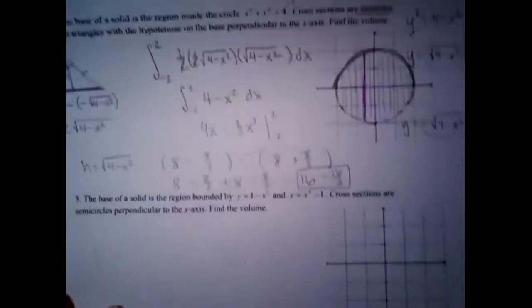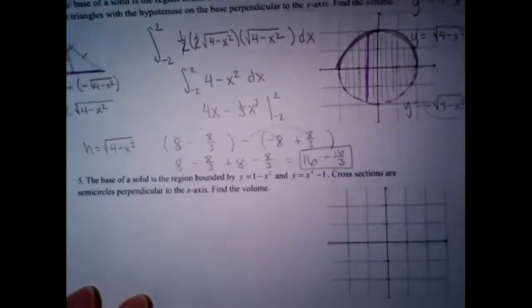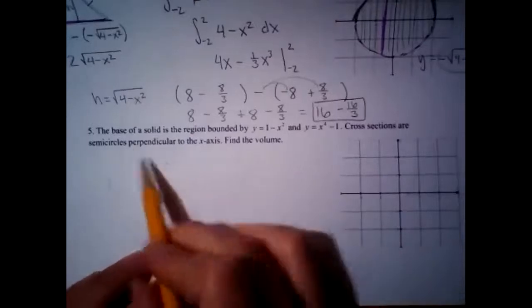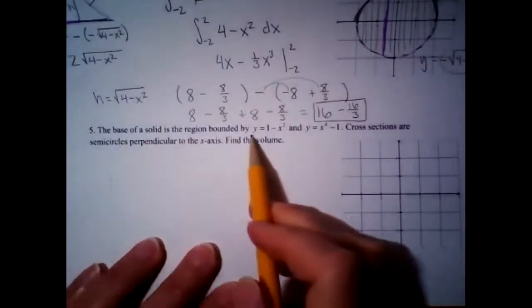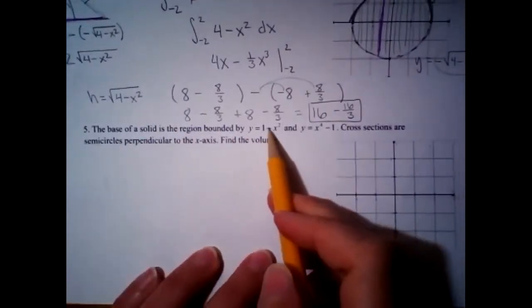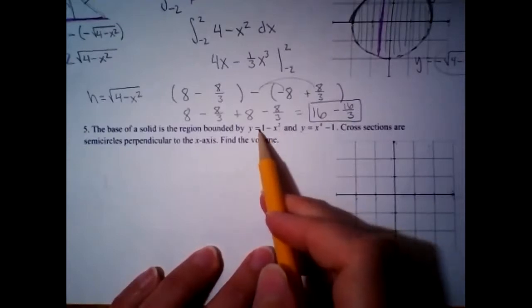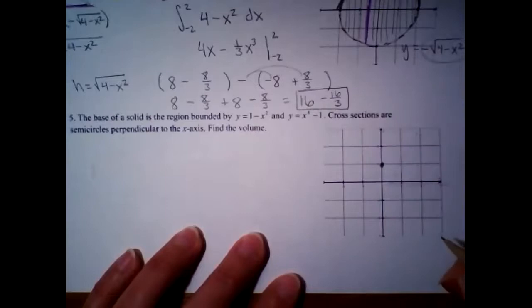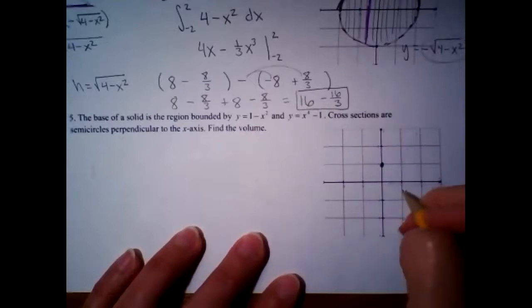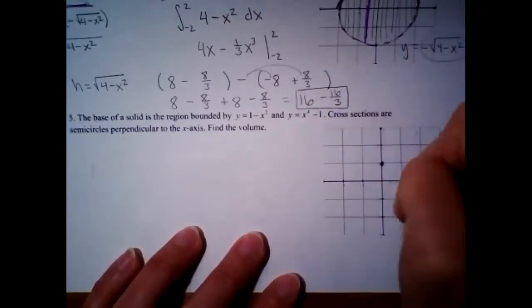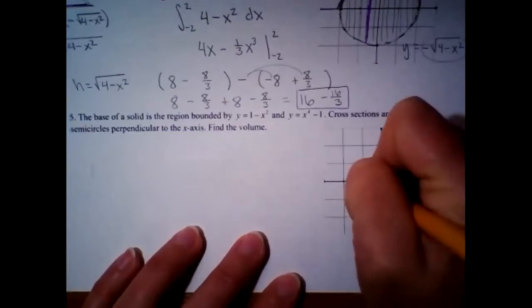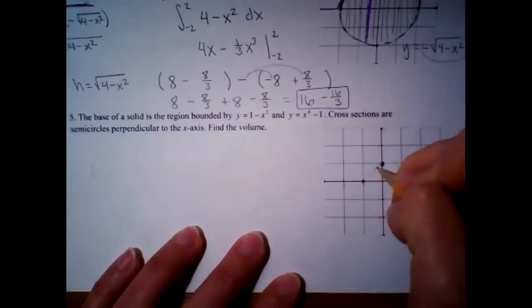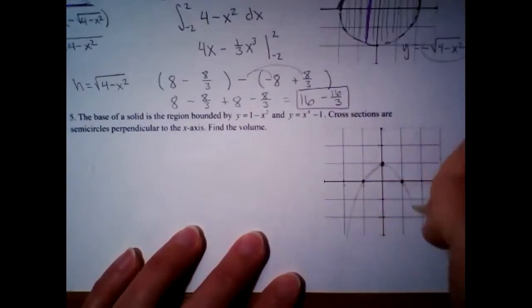All right, one more. Again, I was trying to do an example of every type of shape that can happen. The base of a solid is the region bounded by, okay, this is going to be an upside down parabola moved up 1. So we're going to go up 1 and then plug in a few more points. So if we plug in 1, we're going to get 0. Same thing on the other side. And so here is our upside down parabola, or reflected parabola.